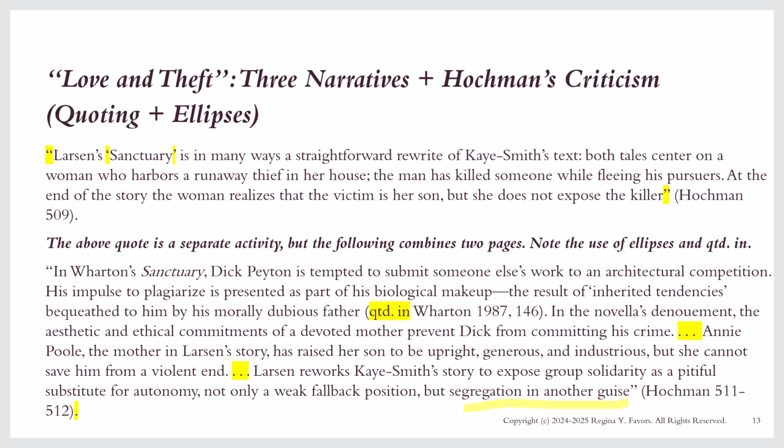Black people had to be segregated, so they couldn't go into the white cars, but white people could still go into the cars where black people were. So to me, it's not segregation in another guise, because that's what was going on at that time. I think Hockman's views of Larsen's work are a bit biased, especially given the fact that K. Smith's work also focuses on sort of loyalty as well.